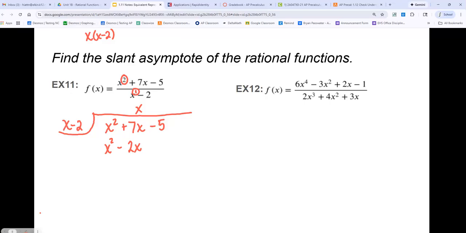And then, let me use a different color here. I need to subtract. So be careful with this. It's a little tricky. You're subtracting this, and you're subtracting this, but that second part is already negative, right? So really that becomes like you're adding there. And so x squared minus x squared is 0. That first term should go away every time. If it doesn't, you did something wrong. And then the second term, I got 7x plus 2x will give me 9x. And then I bring down minus 5.